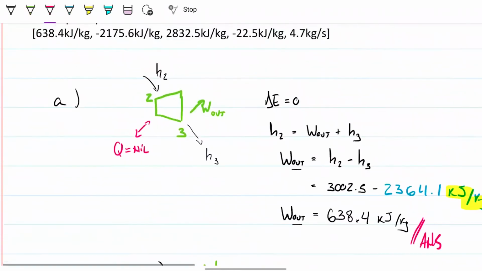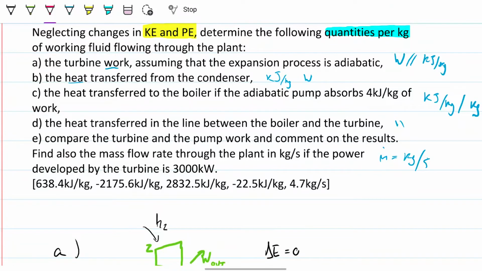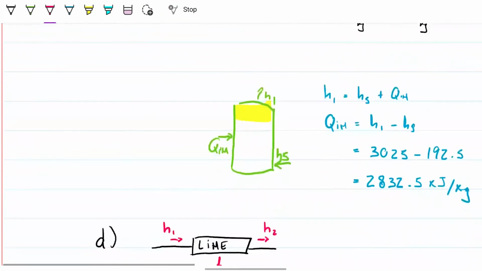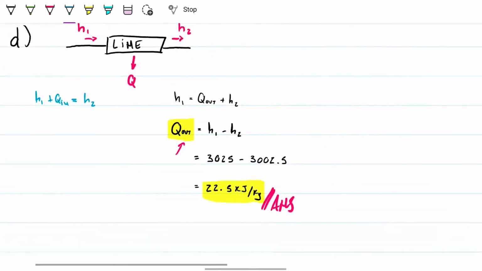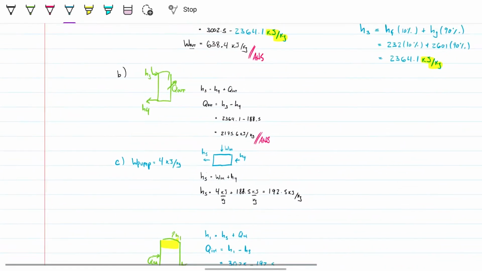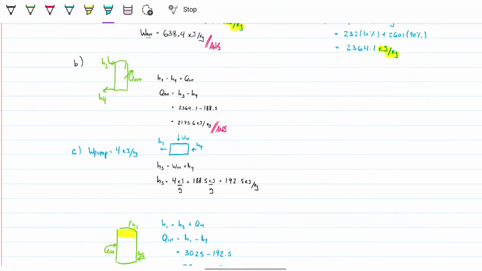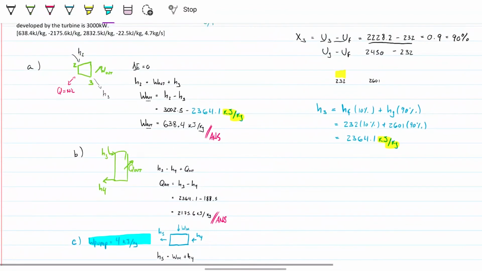And then last but not least, what is part E? Compare the turbine and the pump work and comment on the results, and find the mass flow rate through the plant if the power developed by this turbine is 3,000 kilowatts. One thing at a time. Let me write the power going through this: 3,000 kilowatts, or 3 megawatts. Let's first look at the pump. The pump requires 4 kilojoules per kilogram and the turbine is generating 638.